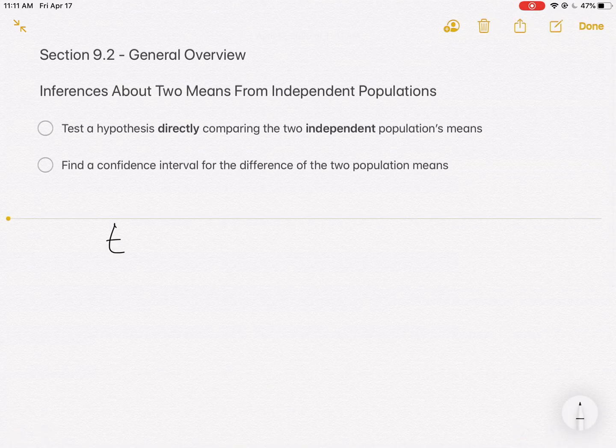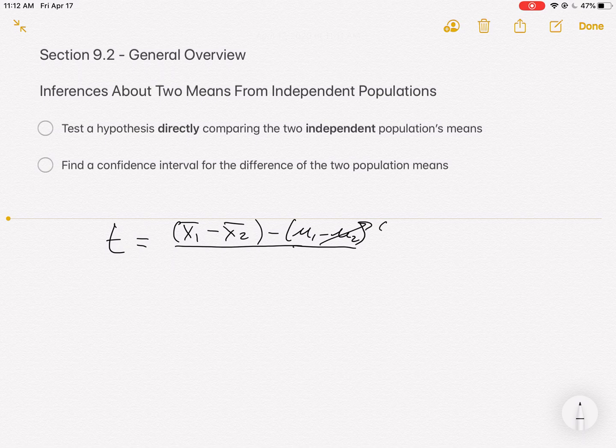And so let me write that here. Your test statistic will be a t-score when you go to do it. What is it going to be? X1 bar minus X2 bar, all minus mu1 minus mu2. Now let me stop right there. This mu1 minus mu2, that's going to be 0.